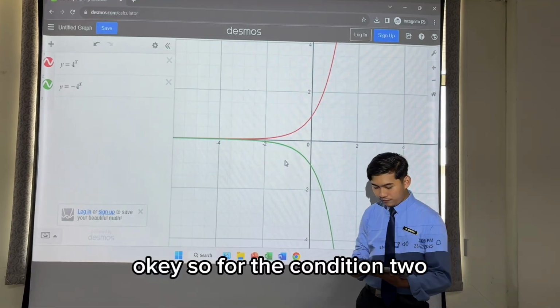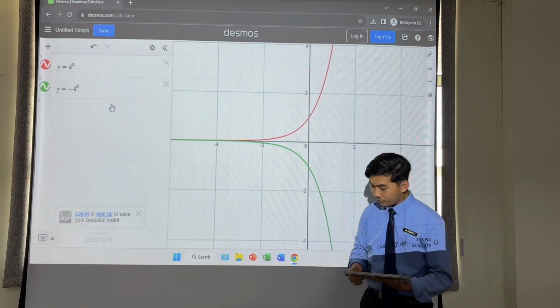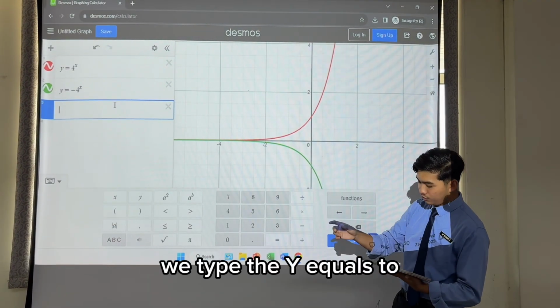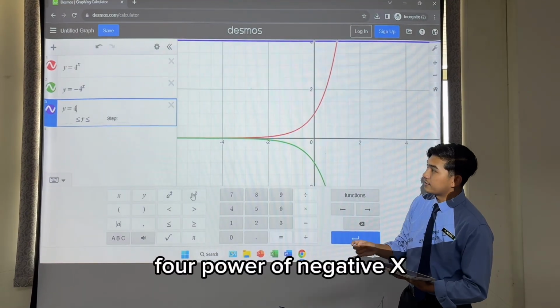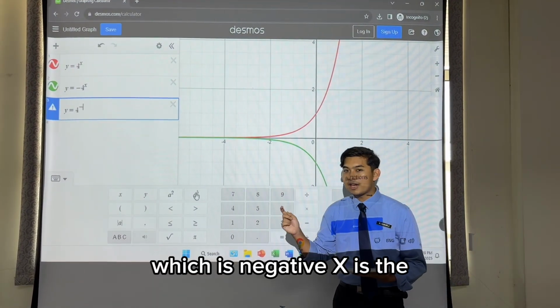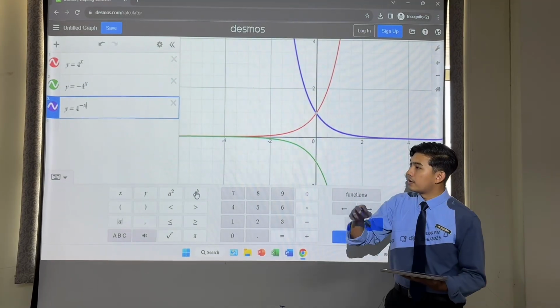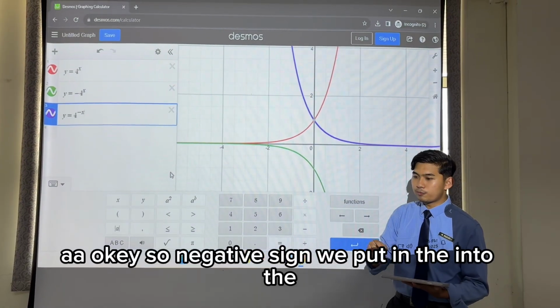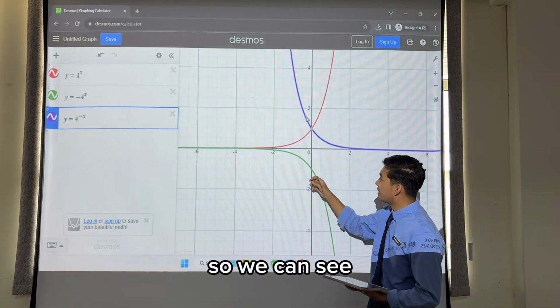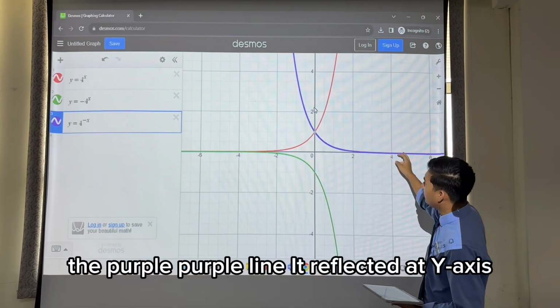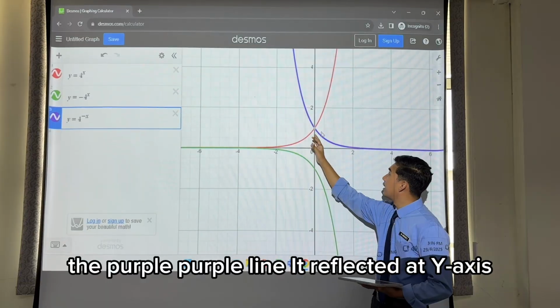Okay, so for condition 2, we type y equals 4 to the power of negative x, so the negative sign is put inside the function. We can see the purple line is reflected at the y-axis.